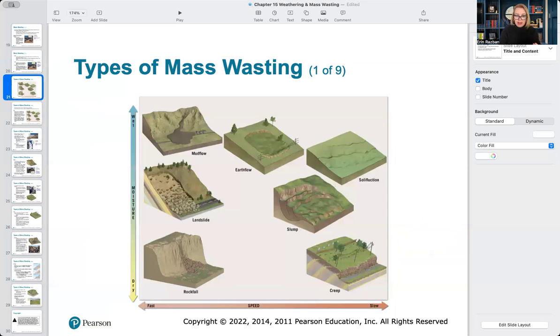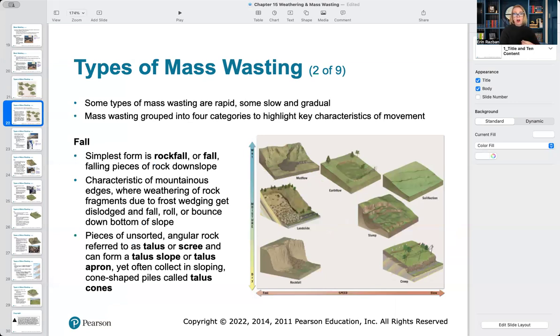The extent of activity and the rate of movement in mass wasting varies considerably. From fastest to slowest, we categorize mass wasting as fall, slide, flow, and creep. We're going to examine each type now, starting with falls. Falls represent the simplest, most obvious, and the fastest form of mass wasting. This is literally rock or soil or fragments falling freely through the air from a steep slope or cliff face.